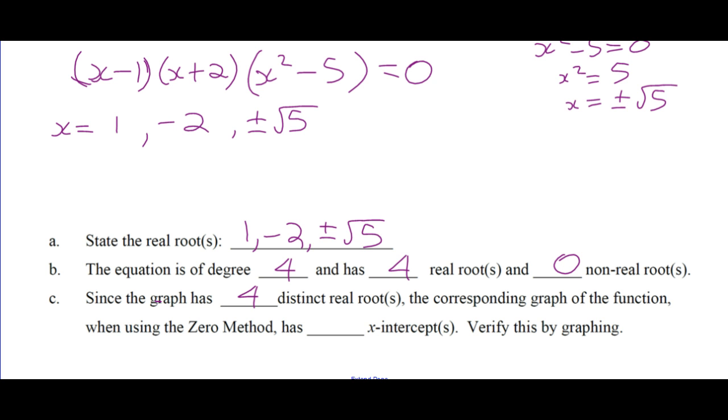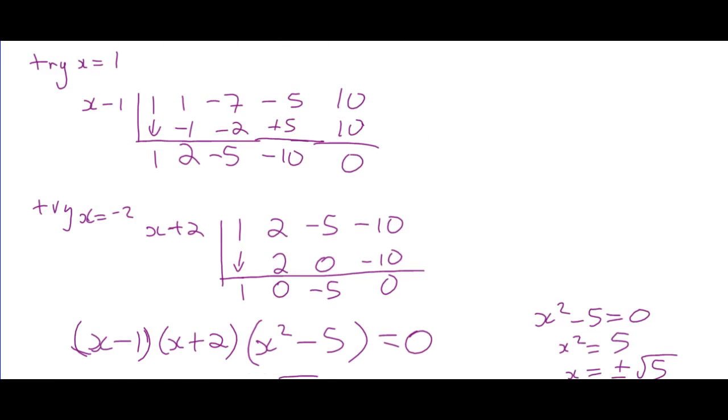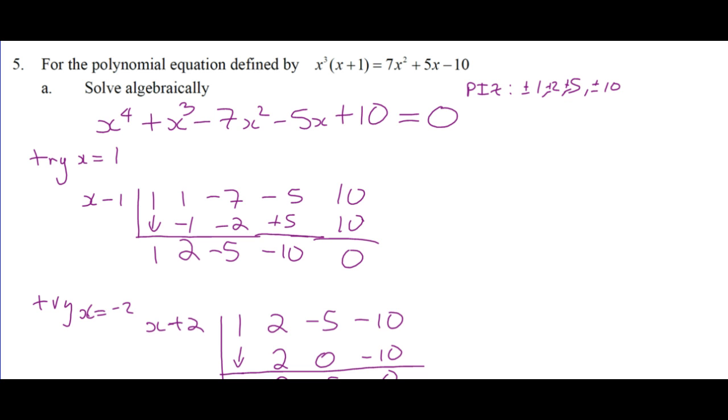Since the equation, change this to equation, abbreviated EQ apostrophe N. Since the equation has 4 distinct real roots, the corresponding graph has 4 X-intercepts. Verify this by graphing. This is left as an exercise for the reader. You can try this out. If you graph left side, right side, you would find 4 intersections, between these two things.